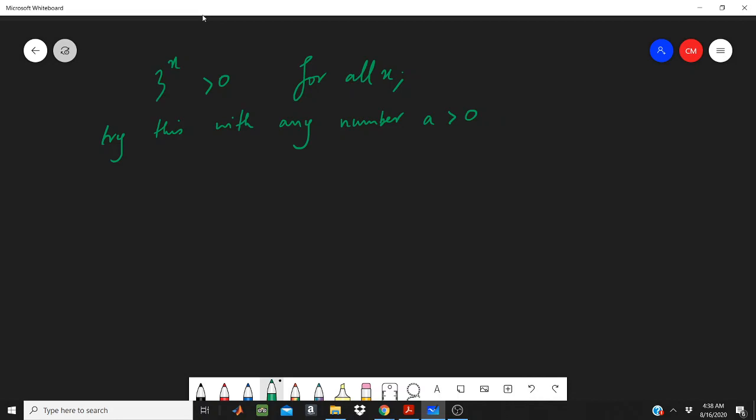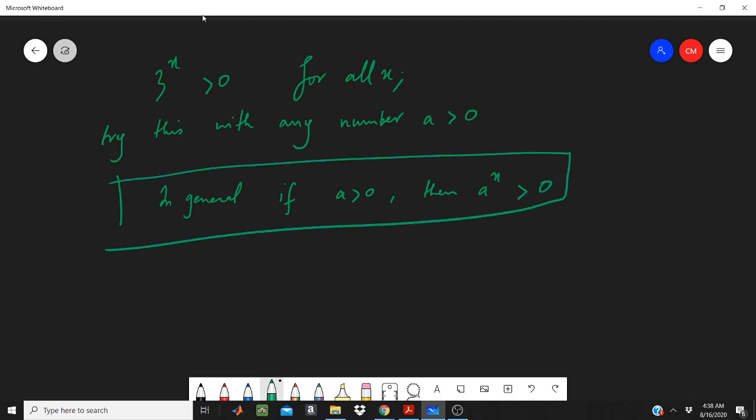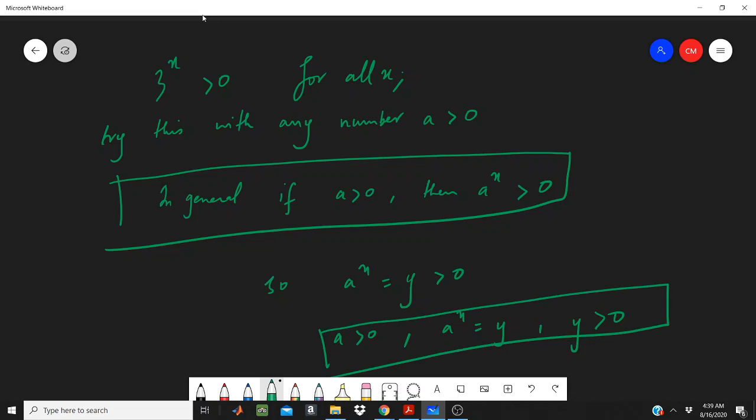And what you see is that in general, if a is greater than 0, then a^x is greater than 0. So a^x equals y, and y is greater than 0. I'm repeating this again just so that it gets into your head: a greater than 0, then a^x equals y, and y is also greater than 0. Okay.